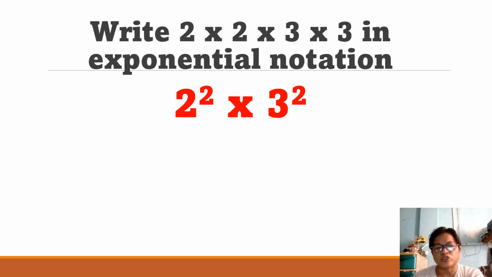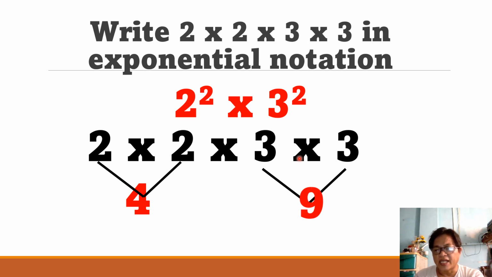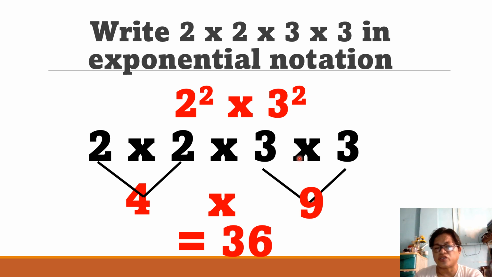So let's try to evaluate this expression. You have 2 times 2 times 3 times 3. First, let's multiply 2 times 2. It's equal to 4. Then the next is 3 times 3 is equal to 9. So let's now multiply. 4 times 9 is equal to 36. So, it means that 2 squared times 3 squared is equal to 36.